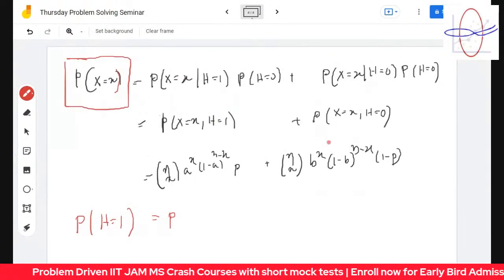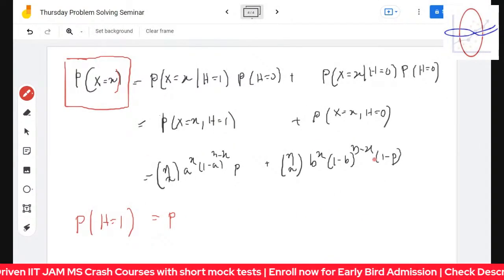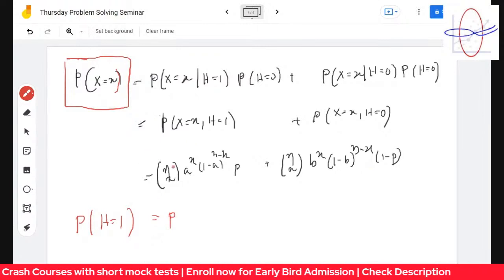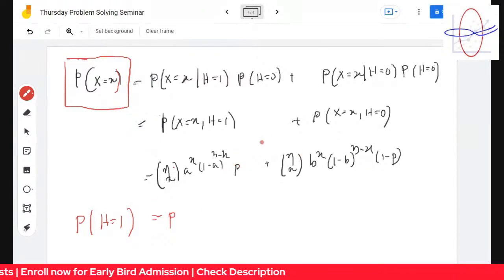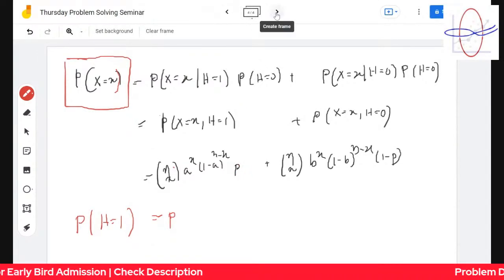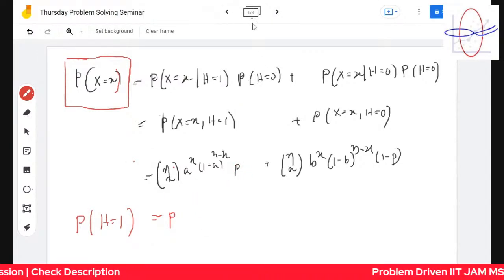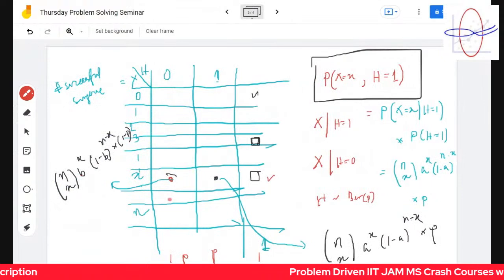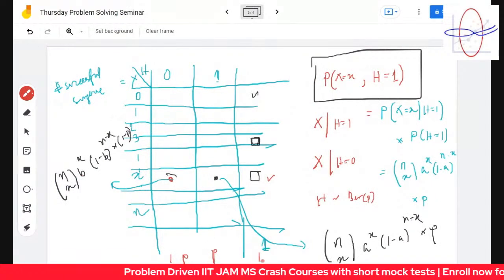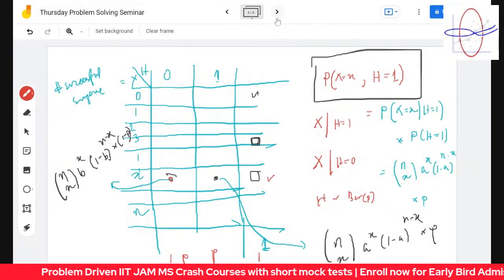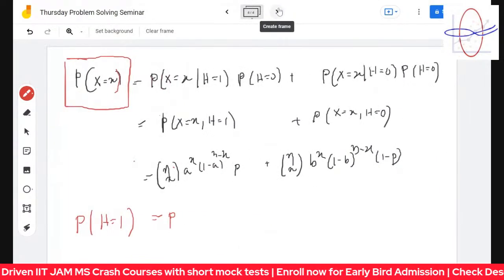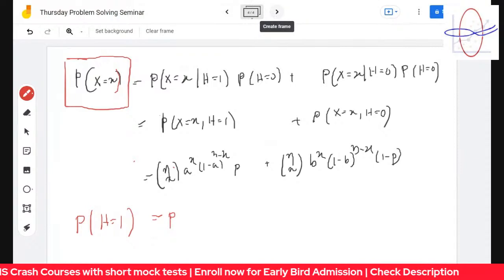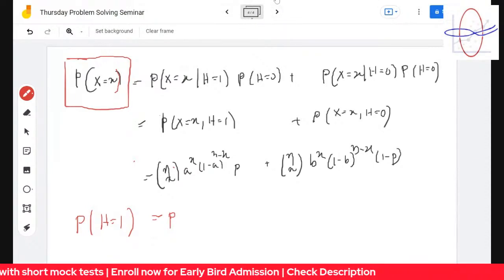Can you show why it sums up to be 1? It's very easy to see. You sum it up over x. If you sum it up on this side, you will get 1 minus p. If you sum it up over this side, you get p. So summed up, finally it will be 1. Everything is mathematically very closed and deduced.